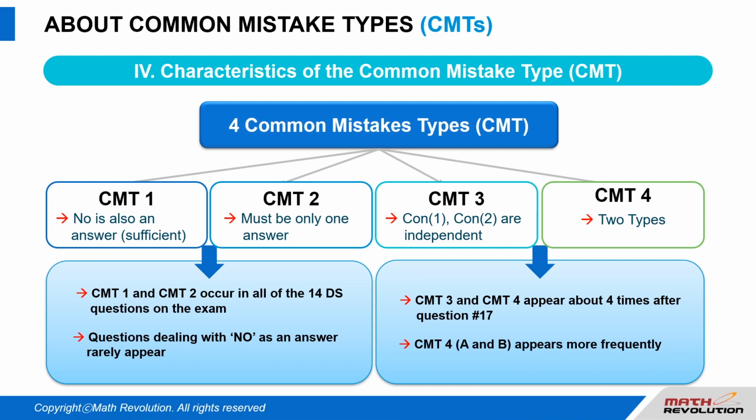CMT 4A and B appears more frequently, so it is important to understand this concept completely before taking the exam. Also, these questions may make a difference of 30 points in your score, so it is essential to get them right to score high on the GMAT. The questions with CMT 3 and CMT 4A and B are rarely easy, so be sure to get these questions correct. Remember that CMT 4A and B appears more frequently than CMT 3 on the exam.